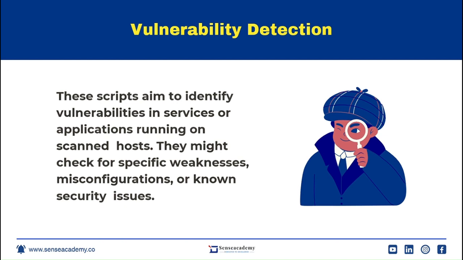Vulnerability detection. There are certain scripts in Nmap which have a CVE, or you can say vulnerable, in their name. These are the scripts which help you check for weaknesses or any kind of security issues present in the network or the target. By running this particular script, you can check specific weaknesses as well, because you are specifying the vulnerability. You are telling it that you are checking for a particular vulnerability by specifying the CVE.